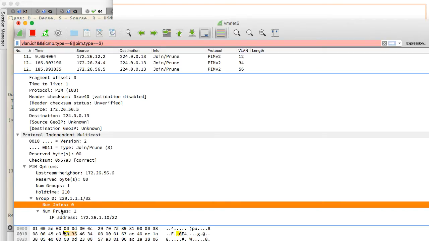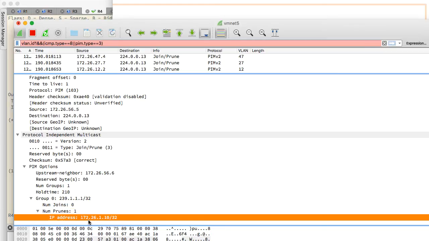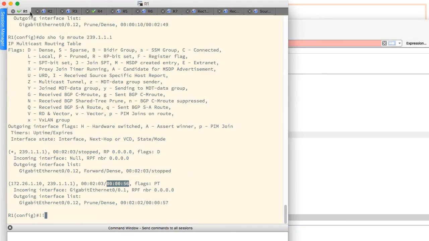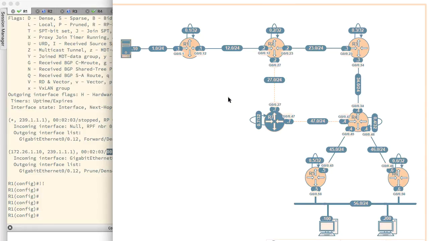Remember, the number of joins is going to be 0. We are not trying to join any groups; we are actually trying to prune a group. And that S,G results in 172.26.1.10/32, and that's going to happen at every hop over and over again. Right now the prunes are in the topology because there are no receivers. Remember, that's one of the first reasons why there is a prune, because the leaf routers could not find any valid receivers. Once we do get receivers though, we should start the traffic flowing.